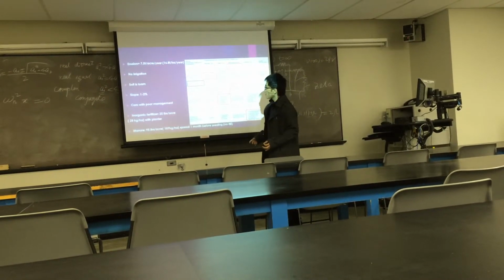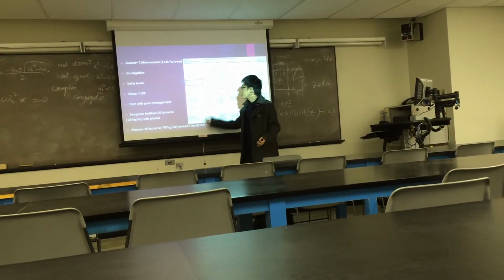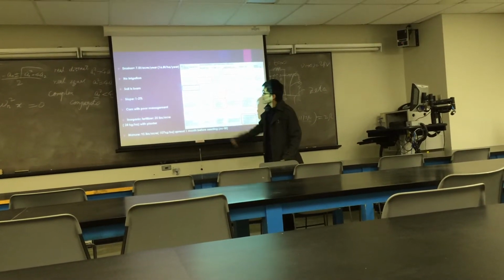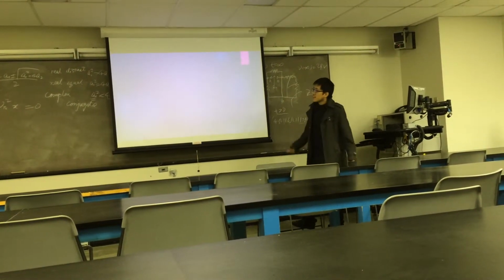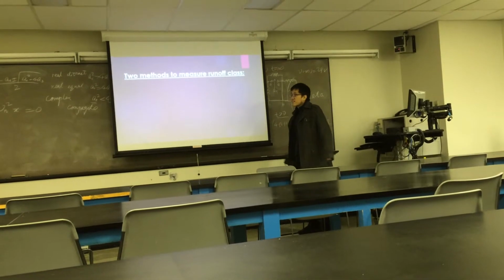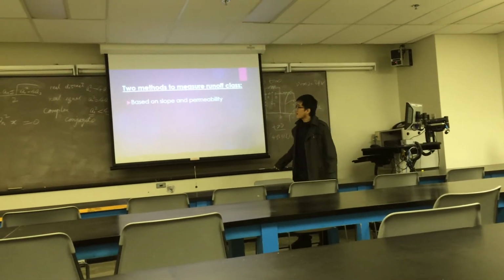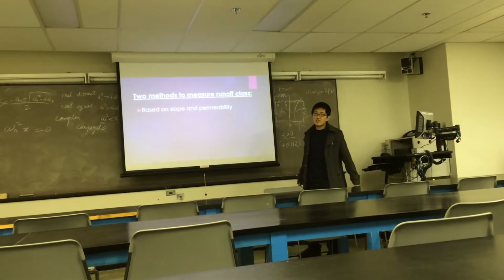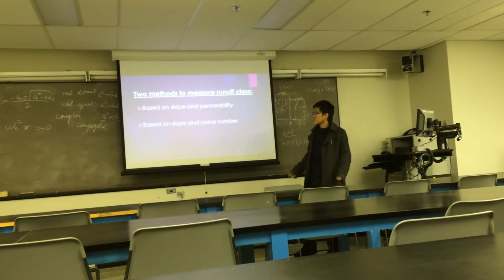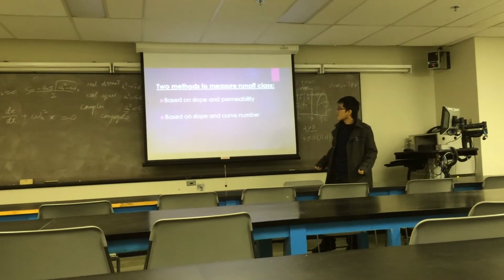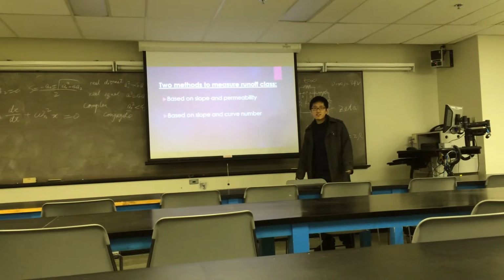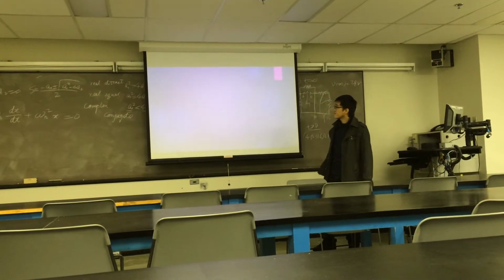But one problem is that you cannot find where the runoff class is, yeah? So that's a problem, and I would like to illustrate it. There are 2 methods to measure runoff class. The first is based on slope and permeability, and the second one is based on slope and curve number.